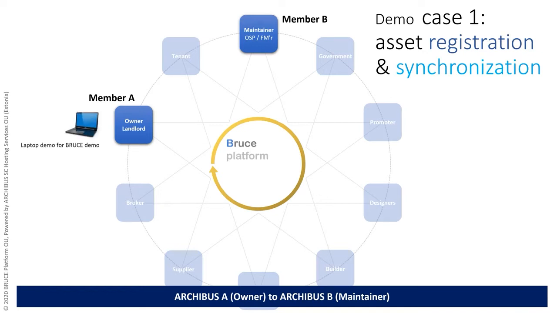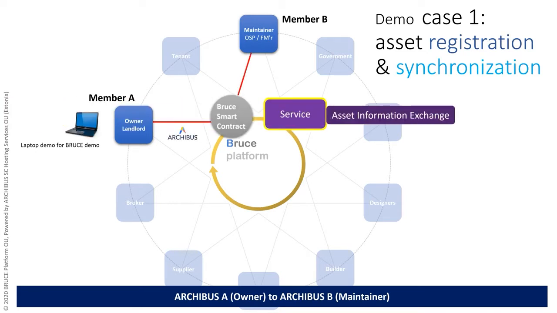The member A, meaning the landlord, has a laptop and creates that laptop in his Archibus. He will create a smart contract with Bruce, in that case with the service Asset Information Exchange. And then the member B, automatically in his own Archibus, is going to get the laptop working.